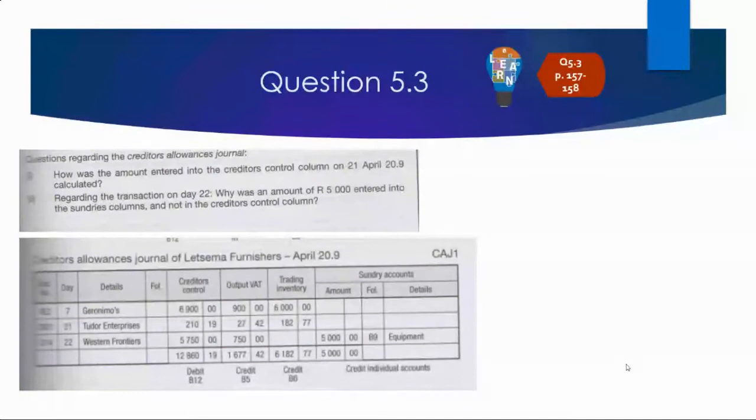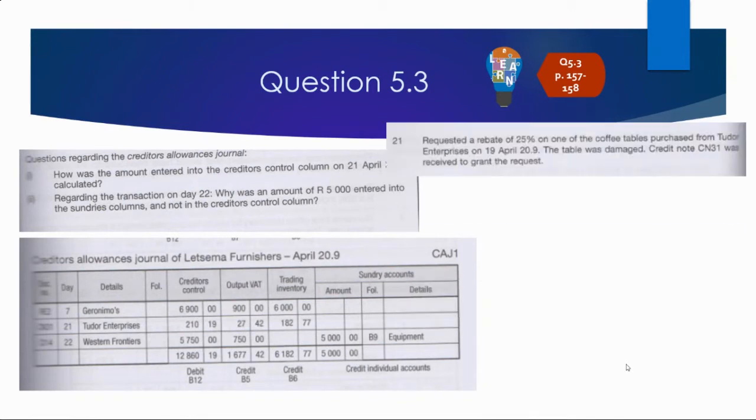So how was the amount entered into the creditors column on the 21st of April calculated? On the 21st of April, there are 210 Rand and 19 cents. How was it actually calculated? Now let's see what the transaction said, just to help you guys out. So on the 21st, it said requested a rebate of 25% on one of the coffee tables purchased from Theodore Enterprises on 19 April. The table was damaged and credit note 31 was received.